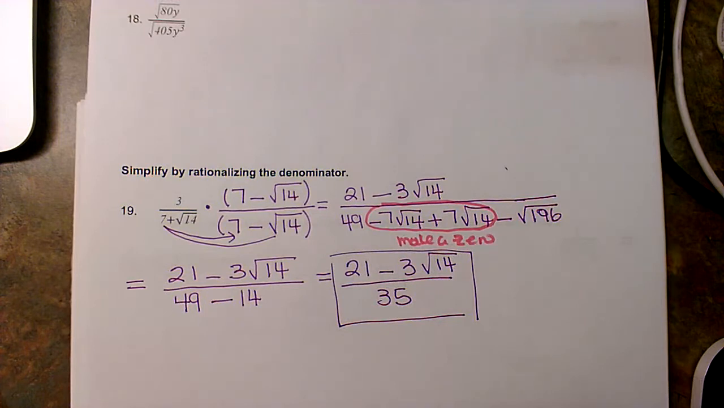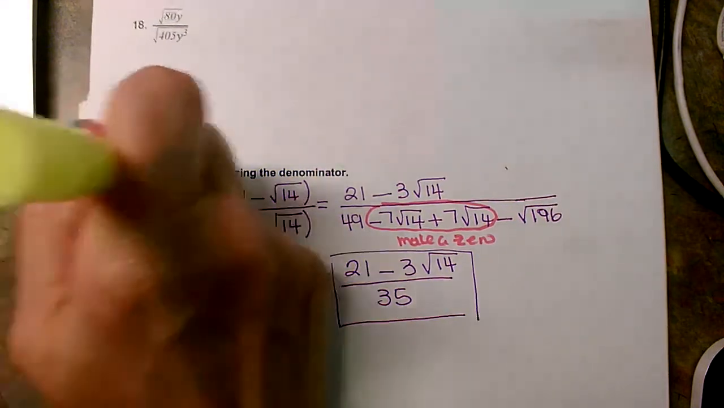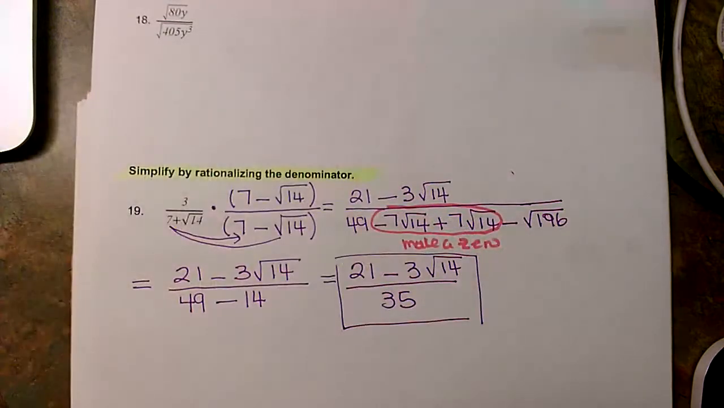So rationalizing the denominator means that you are multiplying by the conjugate. Don't forget that. The conjugate of the denominator.